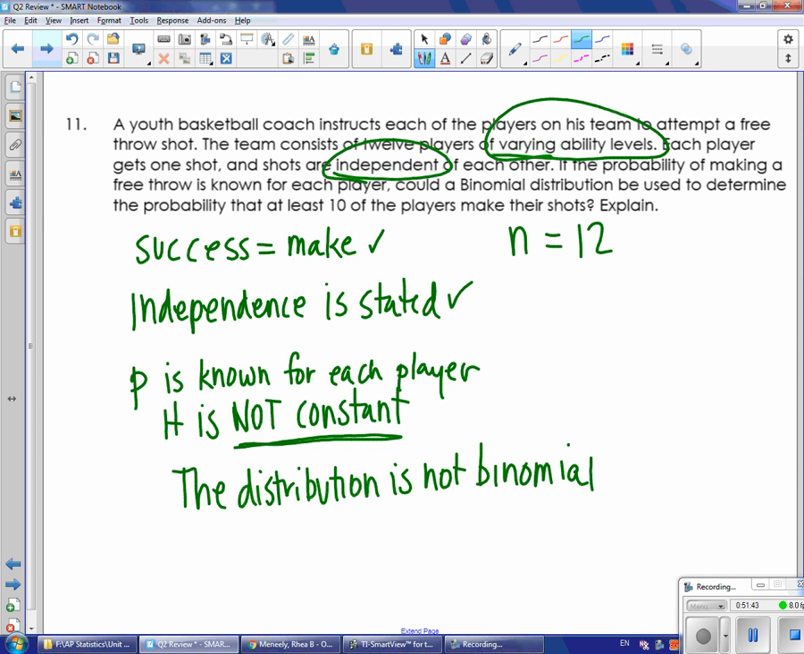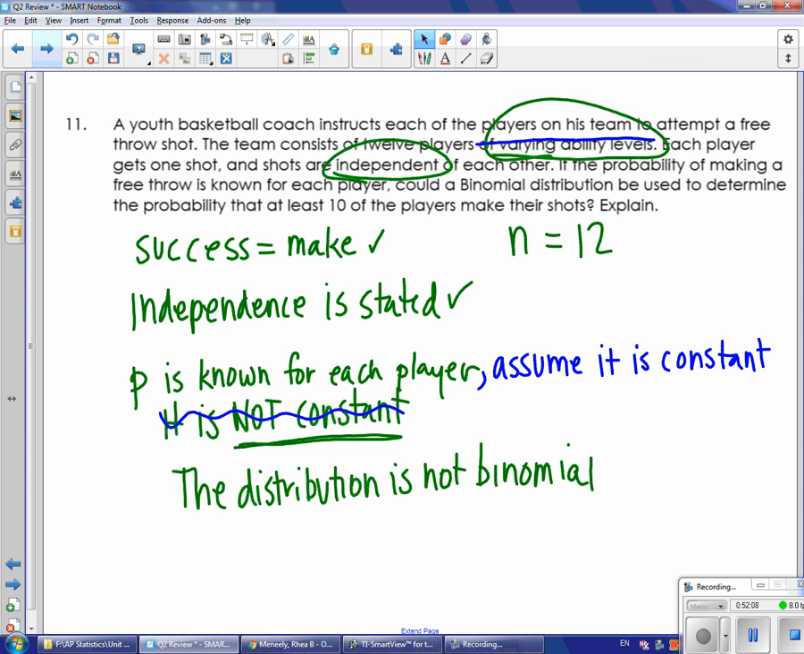Now, if that statement of varying ability levels was not there, then what I could say here is, while P is known for each player, we would have to make the assumption that it is constant. So if the statement was not in the problem that tells me that the ability levels of the players is different, then I could assume that P is constant. And then if I can assume that, I could go ahead and say that the distribution is binomial. But you'd want to state the assumption that P is constant.